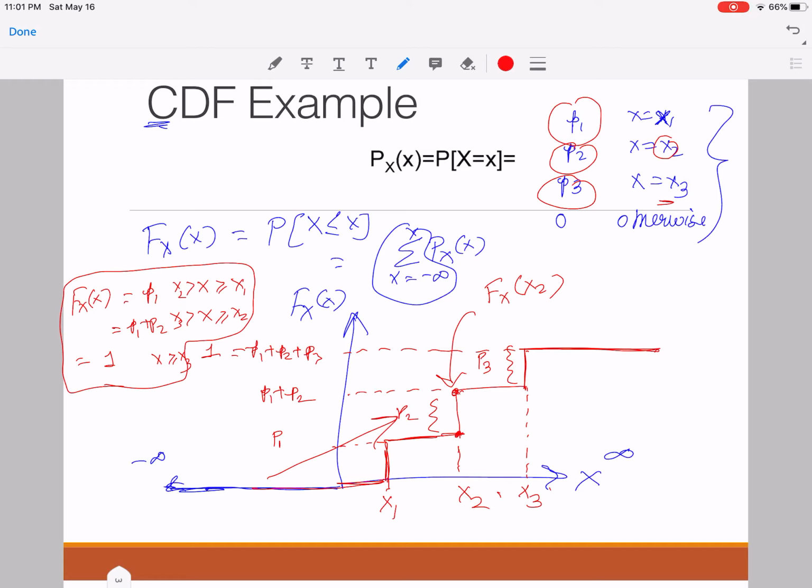Another important aspect of a CDF is that the value of the CDF at the in-between values is equal to the leftmost value. So for example, if I were to consider a point here, let me call it x2 plus epsilon, the value of the CDF at x2 plus epsilon is going to be the leftmost value, meaning that F of x at x plus epsilon is equal to F of x at x. Specifically, F of x at x2 plus epsilon is equal to F of x at x2 in this particular case. So these are some of the common properties of a CDF.